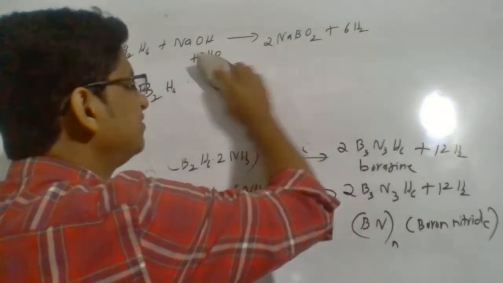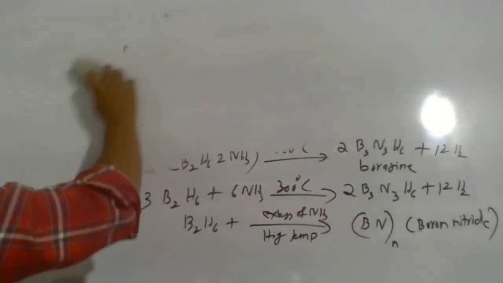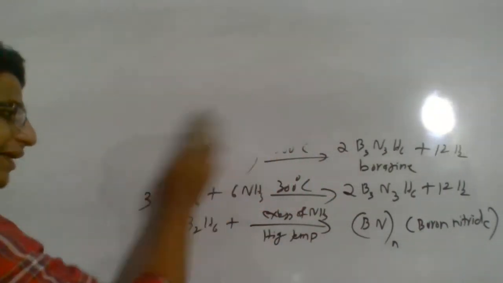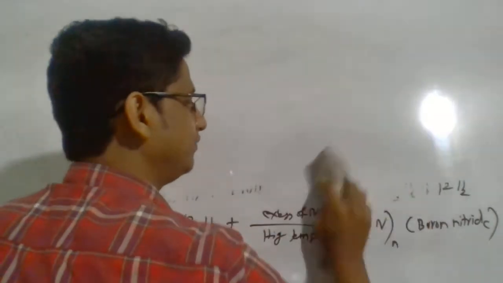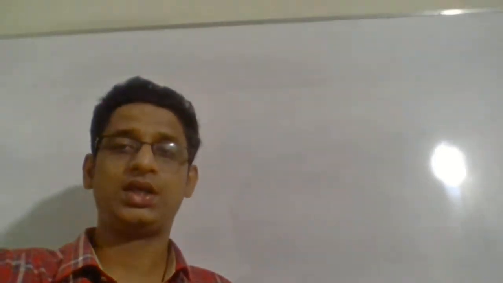These are the reactions with ammonia. Three important compounds form: the diammoniate of diborane, when ammonia reacts in a 1:2 molar ratio at low temperature. Then at high temperature, when that is heated further, you get borazine, which is called inorganic benzene. When excess ammonia is taken, another important compound that forms is boron nitride.